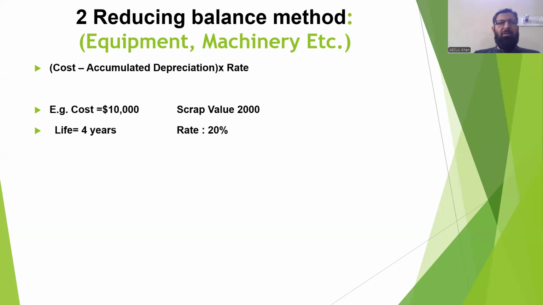In the data, cost is given and scrap value is given. I told you scrap value's other names are residual value and salvage value. That's the value you can get at the end of the useful life. And the rate is 20%. So here, it is actually cost minus accumulated depreciation that you have to use. Remember that accumulated depreciation is what you have calculated so far. Let's see the example here.